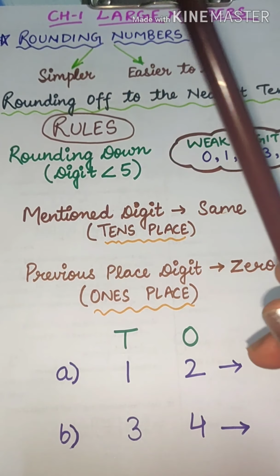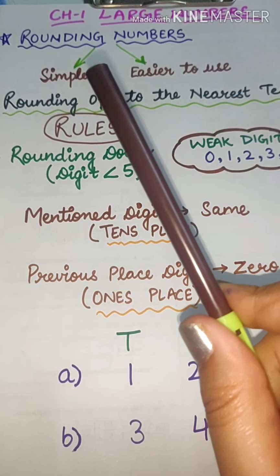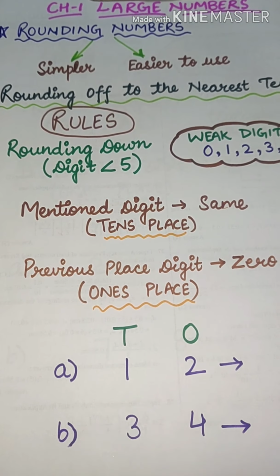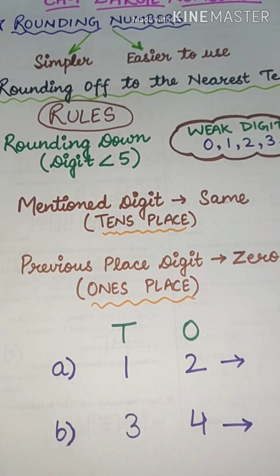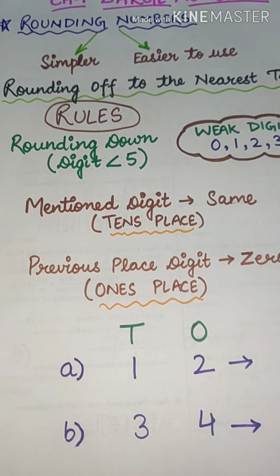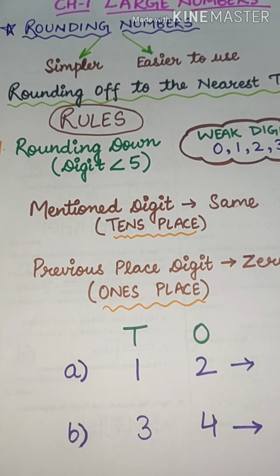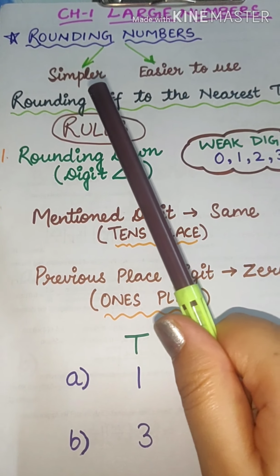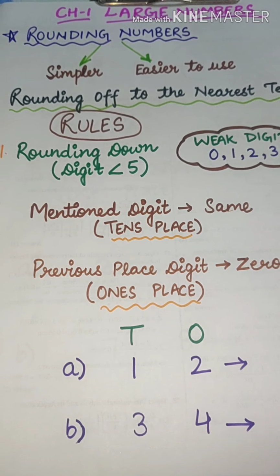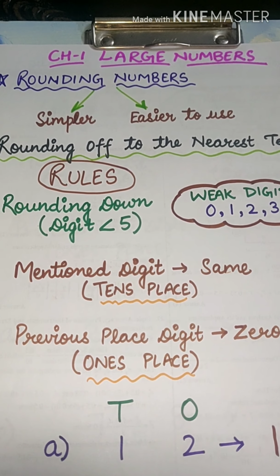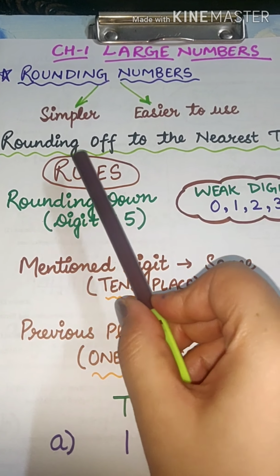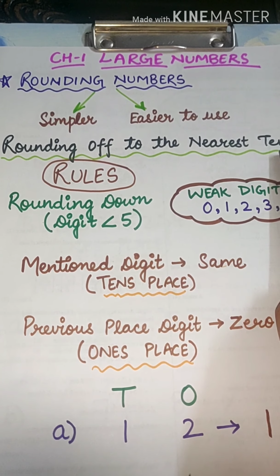Now let's move to rounding numbers. You must know the meaning of rounding. Now what is rounding? Rounding means to round off the number by keeping its value close to what it was. Now why do we round off the numbers? We round off the numbers to make it simpler and easier to use. So kids, in this chapter we have learnt up to thousands place, but here we are going to do rounding off to the nearest 10.